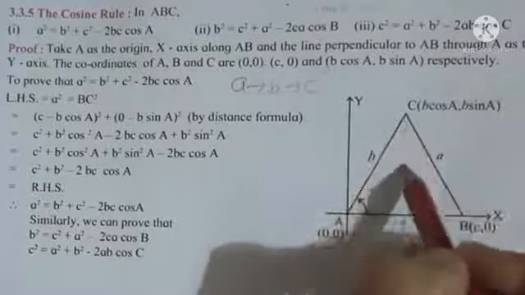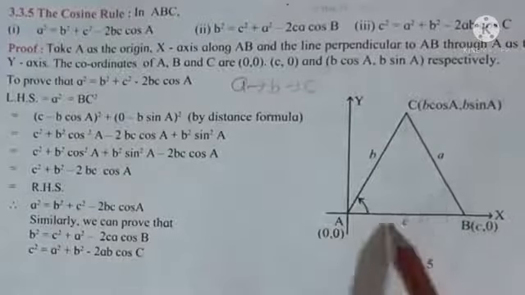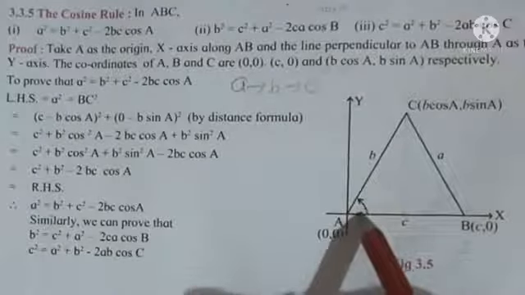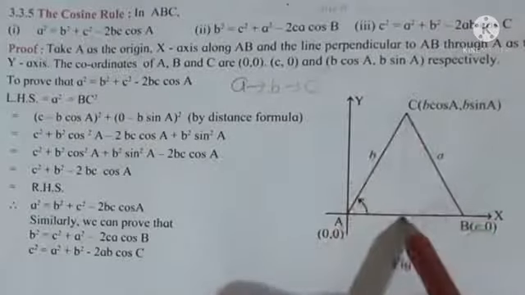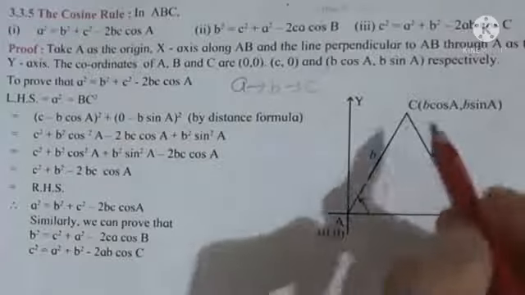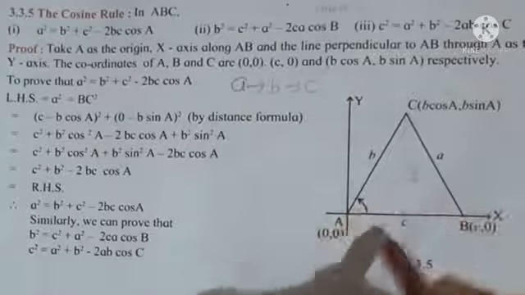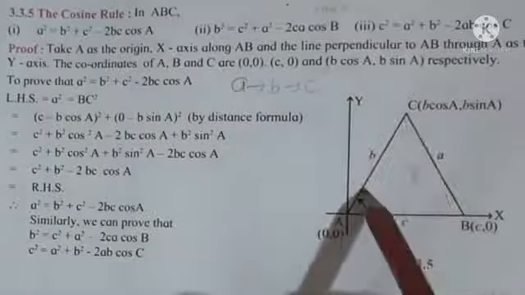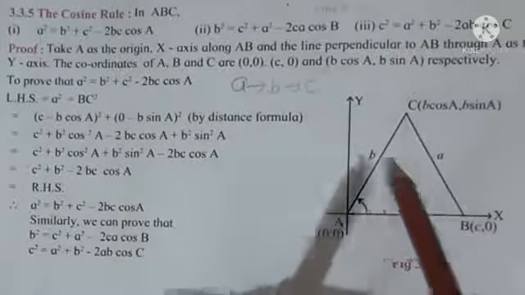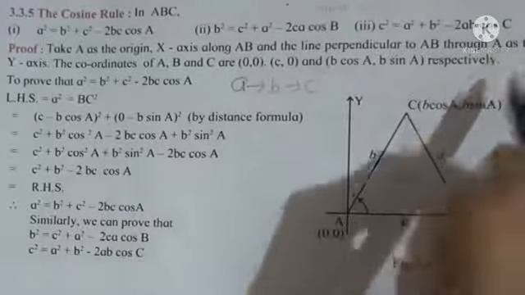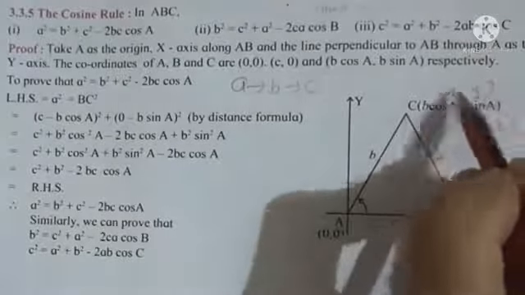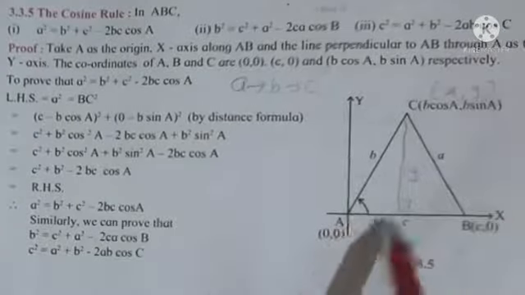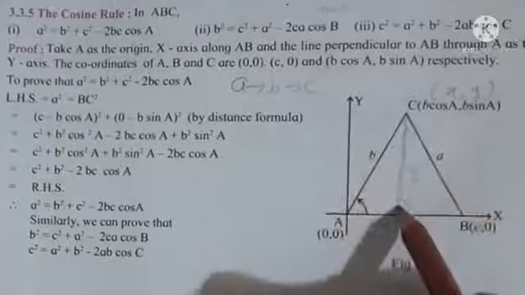If we draw a perpendicular here, then observe, what is sin A? CD. Here suppose this is y and here it is x. Then sin A is y upon b. Therefore we get y as b sin A. Means y coordinate. If we draw a perpendicular here, then this distance is x and this distance is y.